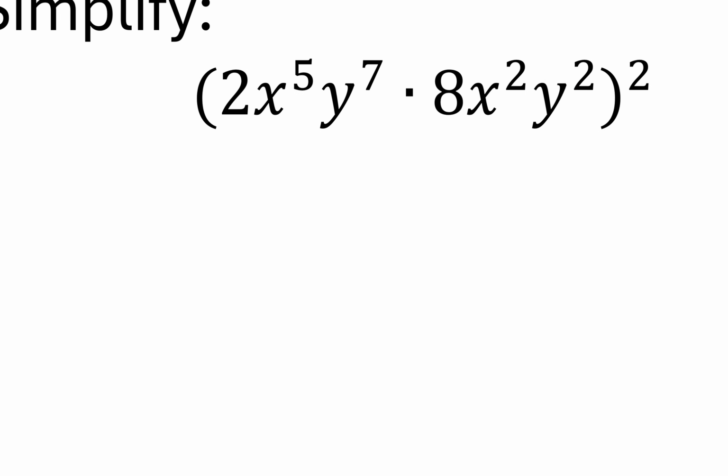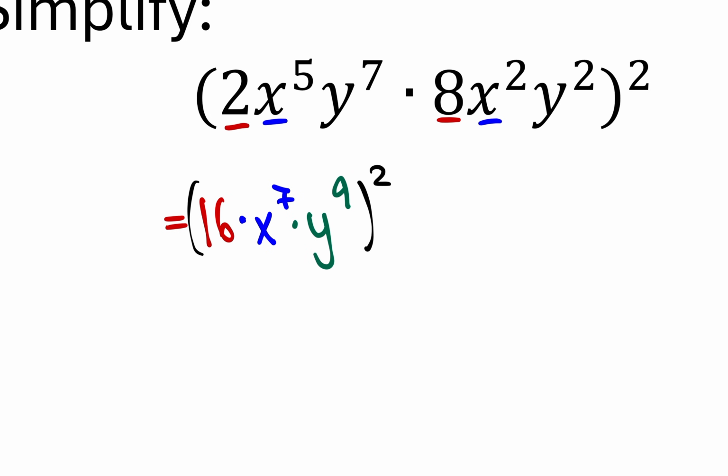Same idea. You got to watch out for the exponent that's outside. So begin by multiplying the coefficients right here, 2 and 8. So we have positive 16. Then for the variables, we have x to the fifth, x to the second. That's going to give us x to the seventh. Then for the y's, we have y to the 9. And then all of this wrapped in parentheses to the second power.